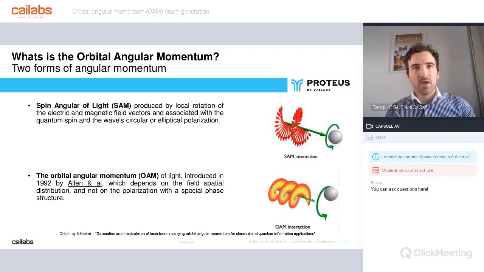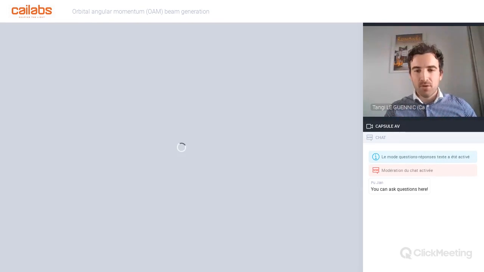The second one is more tricky to explain because it's related to the phase of the light. Indeed, the phase front of this kind of wave forms a sort of helical structure where the light locally propagates along helical trajectories. And the spiral trajectory produces the orbital angular momentum.